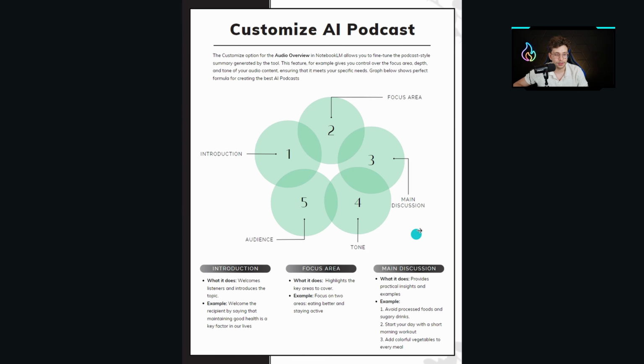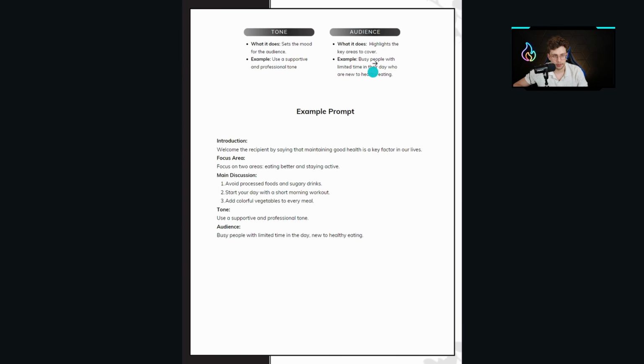Nevertheless, we've got 5 different components of the perfect formula. So the introduction, focus area, main discussion, tone, and audience. And here you've got everything explained, so you can stop the video and read it. However, we've got the 2 parts of this document, and there you've got the example prompt. So first you type the introduction, then the focus area, so focus on 2 areas, eating better and staying active. Main discussions, so avoid processed foods and sugary drinks. So you exactly specify what should be inside of the podcast. Also, you specify the tone and the audience.